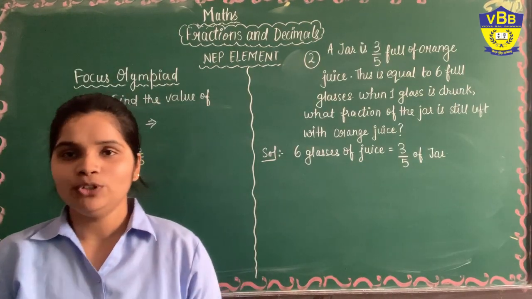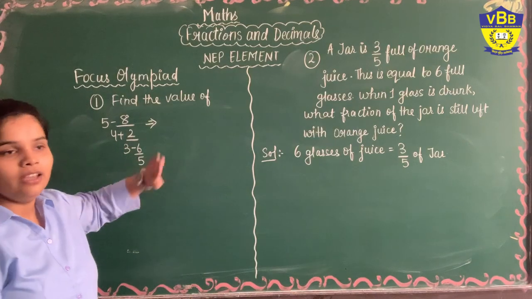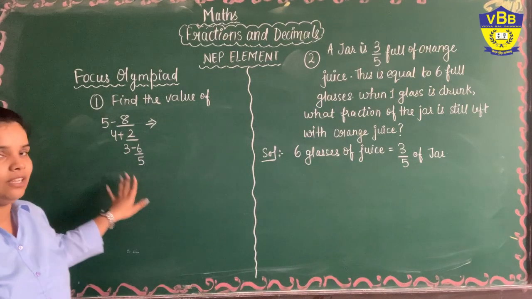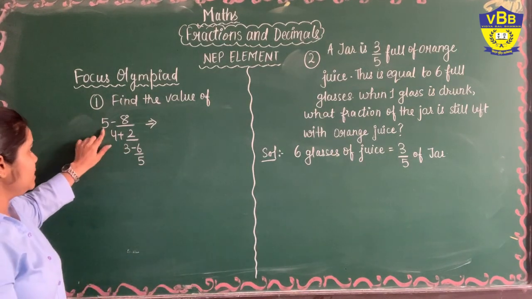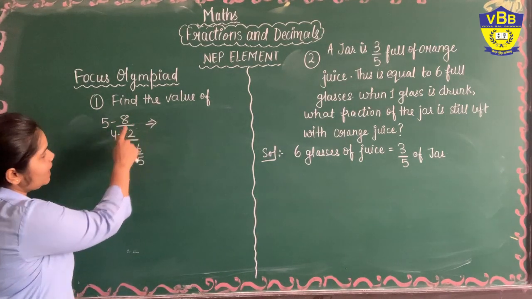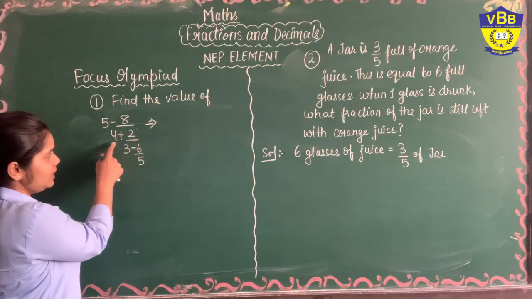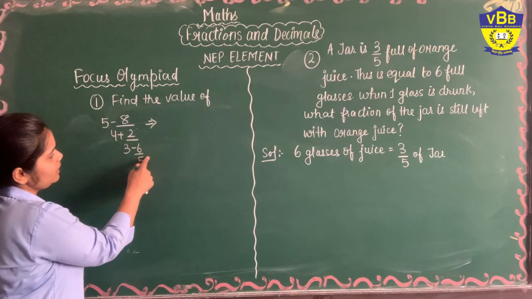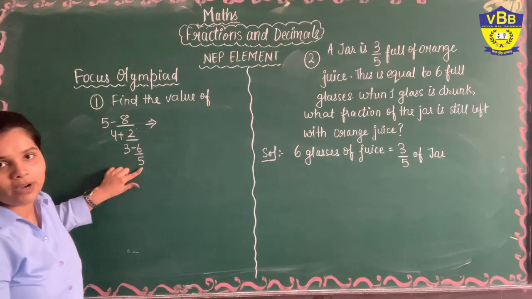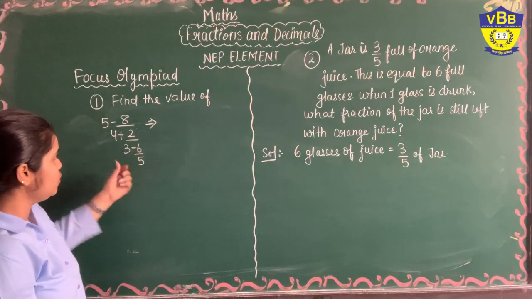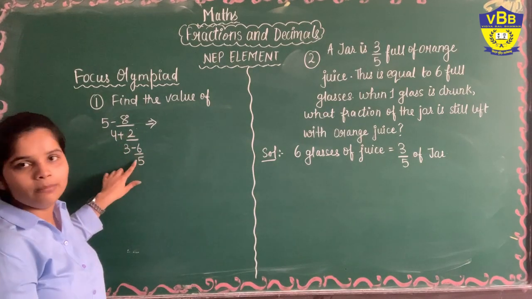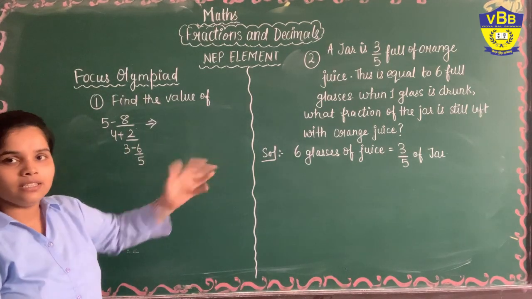So let's move to our next portion, that is Focus Olympiad. Question number 1. Find the value of the arrangement of numbers given. For that, you can see 5 minus 8 upon this will be the denominator of 8, and after that, in the denominator of 8, there is also 4 plus 2, and here is another arrangement, 3 minus 6 upon 5. So we will start from the lowest part of this arrangement, that is 3 minus 6 upon 5. First we will solve this, then it will become a single number like 2 upon whatever number comes. Then we will solve it further step by step.